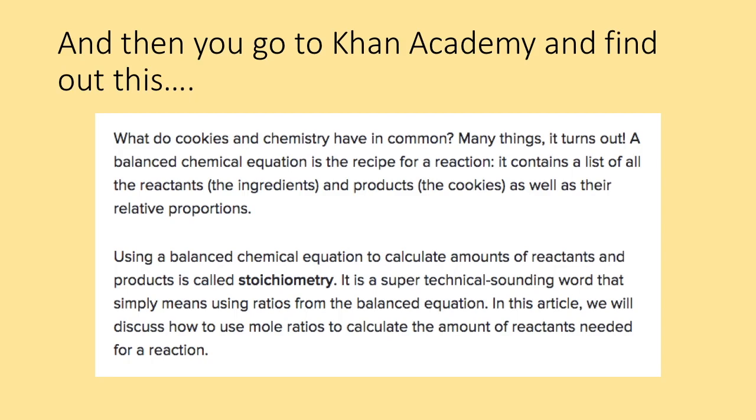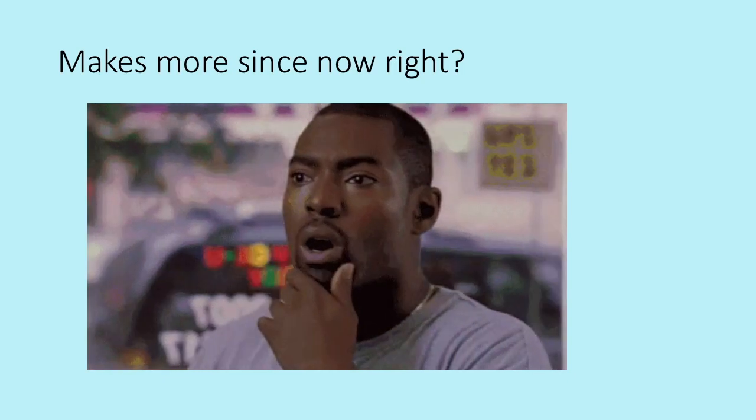So you scroll down and you scroll through and you find Khan Academy, which apparently is a good website. And you read and you find out this. Stoichiometry is just using a balanced chemical equation to calculate the amounts of reactants and products. Oh, that makes more sense.